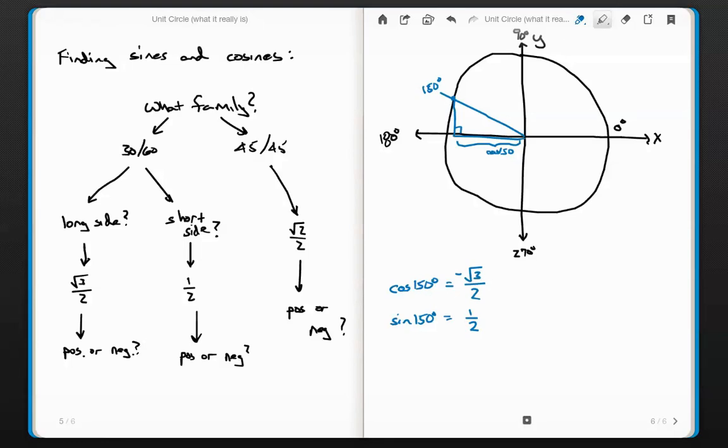All right. Let's do another one. Let's do this one in purple. Let's say, what is the cosine of, let's say, 315 degrees? Equals. Okay, well, where is 315? Here's 270. Here's, oh, this is 360. I'll fill that in.